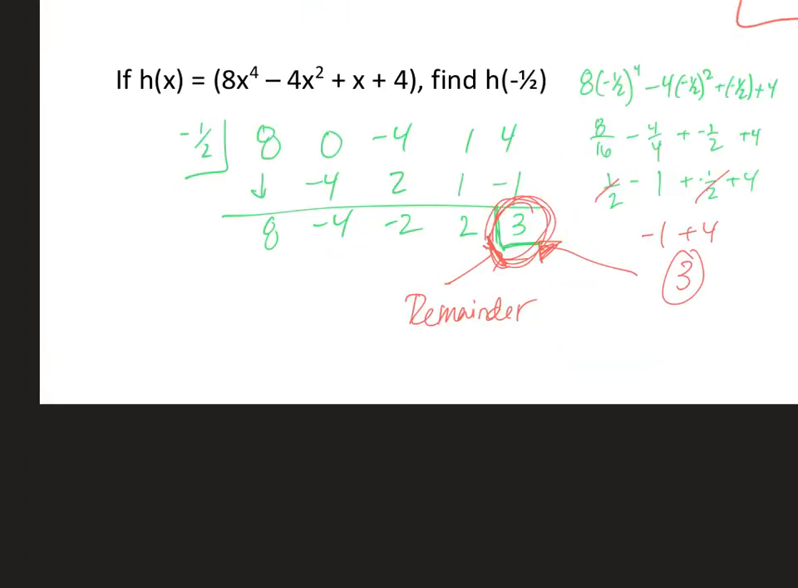All right, last one here. If we were to plug it in, we would get 3. If we were to use synthetic substitution and look at the remainder, we would also get 3 again. I don't necessarily care which one you do, but do you guys agree that synthetic substitution is way more efficient than plugging it in, trying to evaluate fractions, that sort of thing? So I would strongly encourage you to use synthetic substitution because it is way, way more efficient.